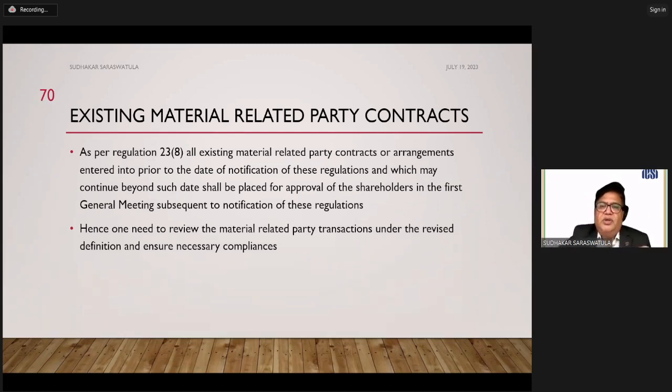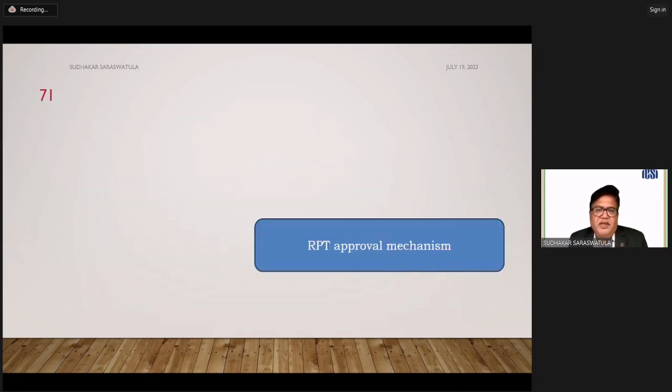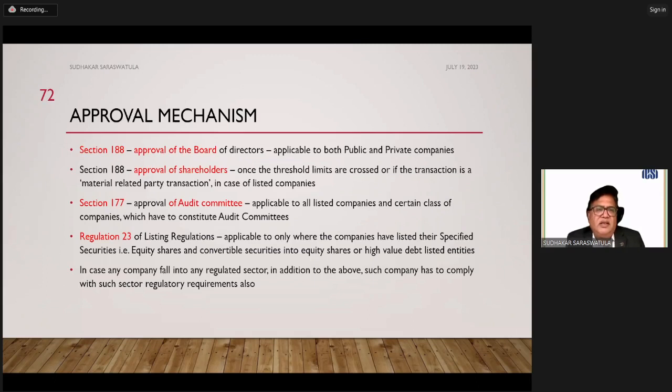And in future, if it is going to be there, it requires approval of the shareholders in the first general meeting, whatever is taking place after the notification of these regulations. So hence, one needs to review the material related party transactions under the revised definition and ensure the necessary compliances. By now, I'm sure that all the companies have taken care of this particular aspect. Now, if I see the RPT approval mechanism, it requires approval of the board under 188. This is applicable to both private and public companies.